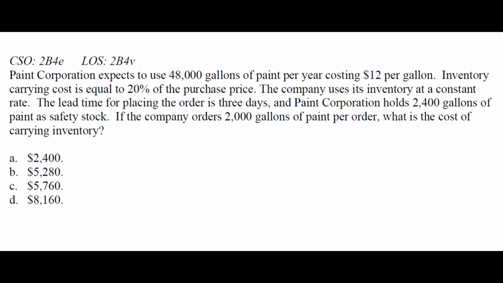D. $8,160. Correct. The company holds an average inventory of 3,400 gallons, and at $2.40 annual carrying cost per gallon, the total annual carrying cost equals $8,160. Correct answer: D.